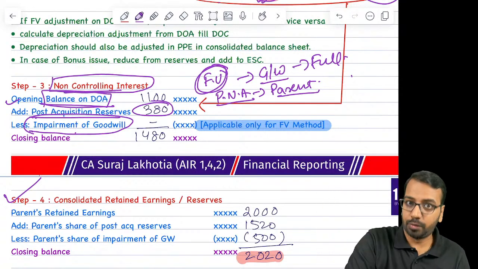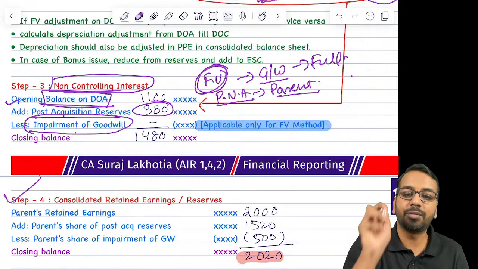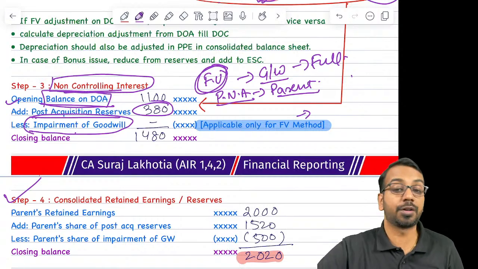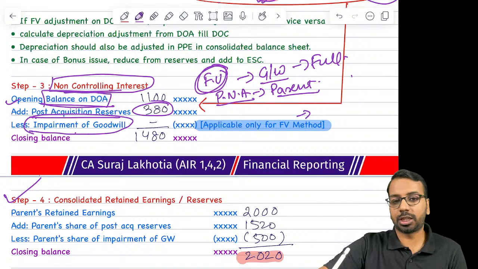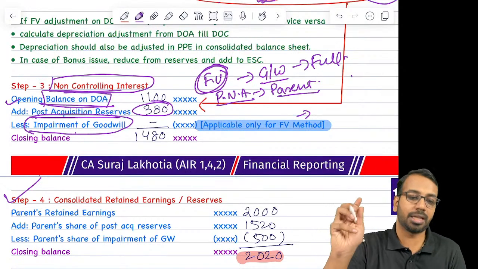If it is part goodwill, that is, proportionate of net asset method, only the parent will bear the impairment of goodwill. We will do one question on impairment of goodwill, a very beautiful question from RTP, Ishwar and Vinayak. If you do it thoroughly, it is done. There is no problem at all if you are able to handle that question.